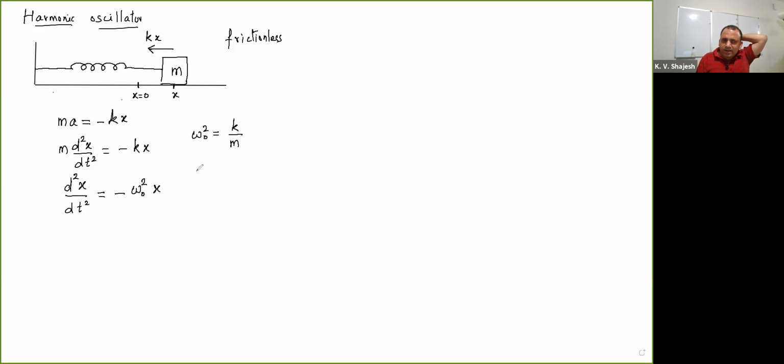And omega naught is the characteristic frequency of this system. So we don't have to be talking about k and m. Everything about the system is governed by the ratio k over m. And of course, omega naught itself is related to the time period, right? So there's a periodic system, and there is a time period associated with it. T is the time period.